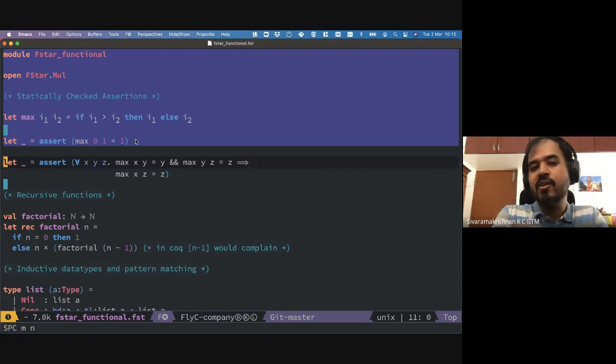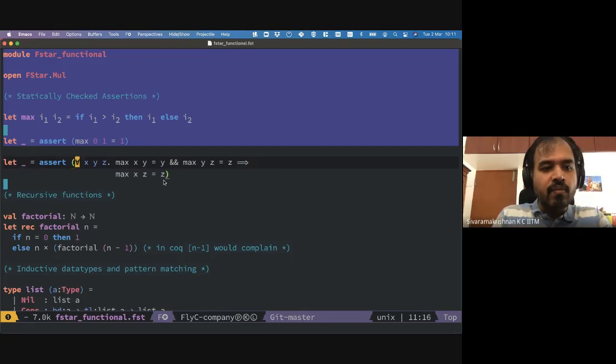This seems like something that you could do in OCaml. What is the point, right? But in fstar, you can write first order logic statements as part of the assertions. And here is an assertion which reads, for all x, y, z, if the maximum of x and y is y and the maximum of y and z is z, right? The maximum of x and z is z. So this is transitivity, right? So x is less than y and y is less than z. So if you compare x and z, you'll get z as a result.